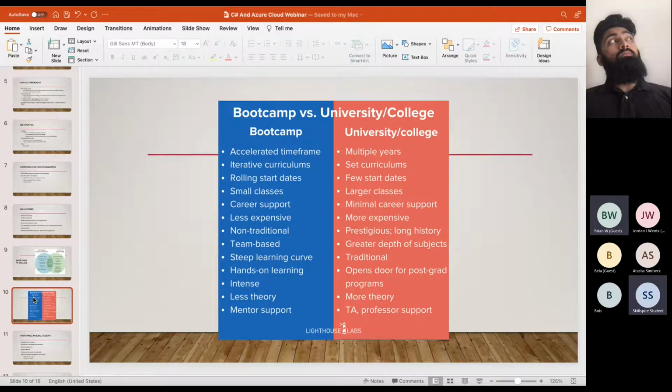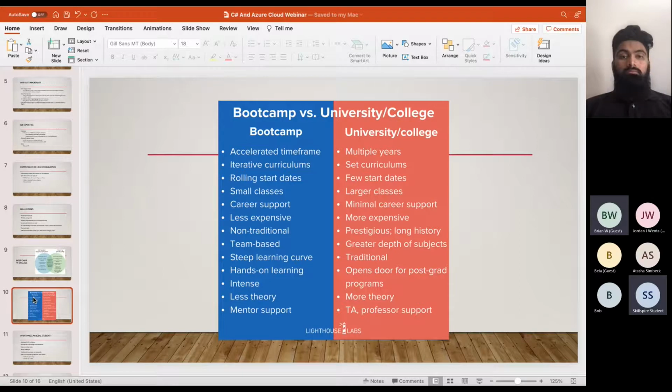The other thing with the boot camp is that we have iterative curriculums. So you'll see that different professors or different instructors will teach something differently, even though it's the same content. It'll be taught differently according to their industry experience, compared to a university or college where you kind of have set curriculums. They sort of give you a book and they say, here, this is what you need to teach your students, and this is how you teach it.